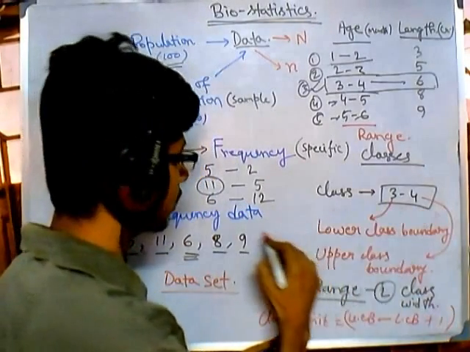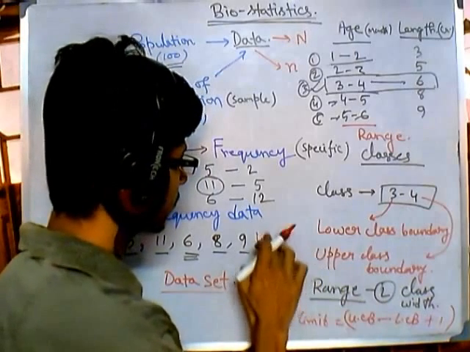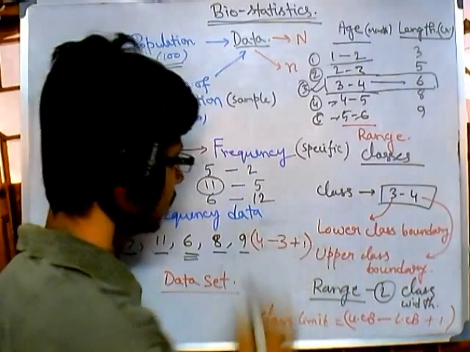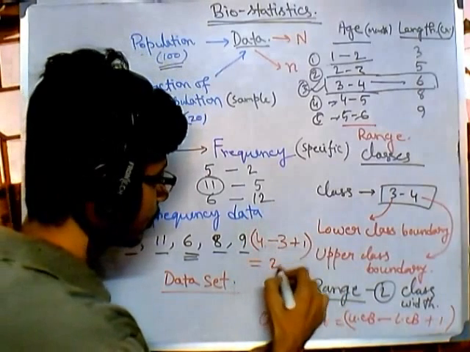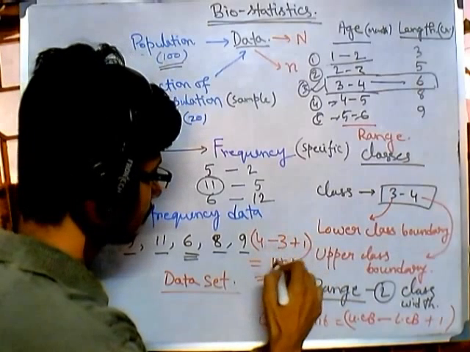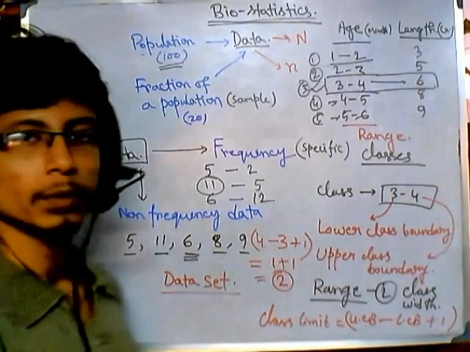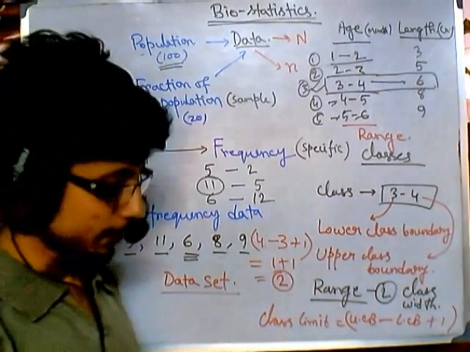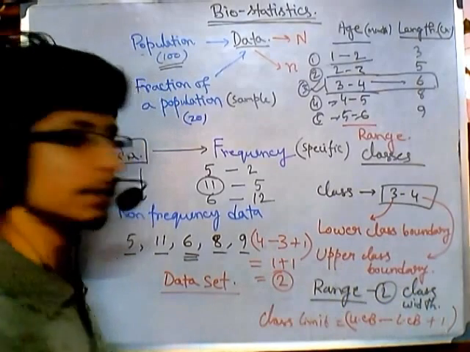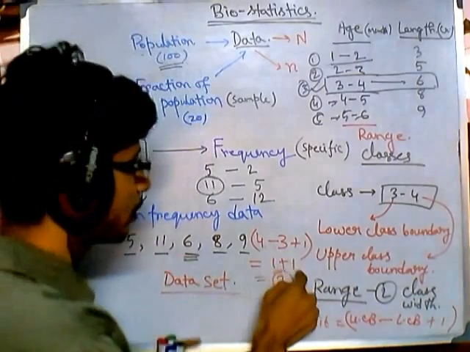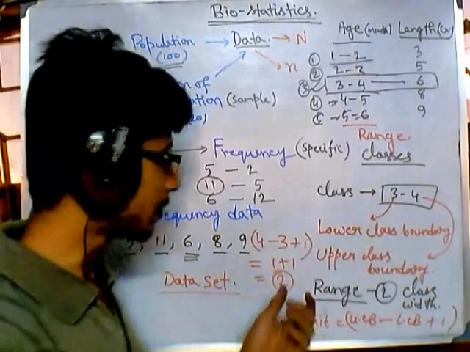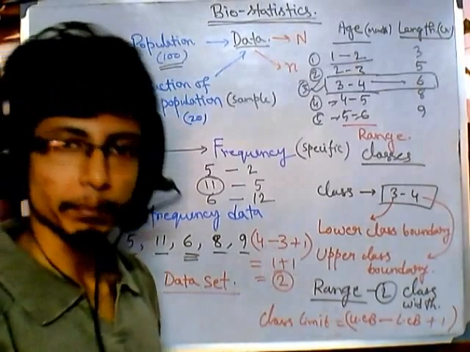So here the upper class boundary is 4, minus the lower class boundary, which is 3, plus 1. So here the class limit will be 1 plus 1 equals 2. Okay, so this is class limit. You can say class width and class limit are similar, but not always the same, because we need to add 1 to the upper class boundary minus lower class boundary value to get our class limit. This class limit is also very important.